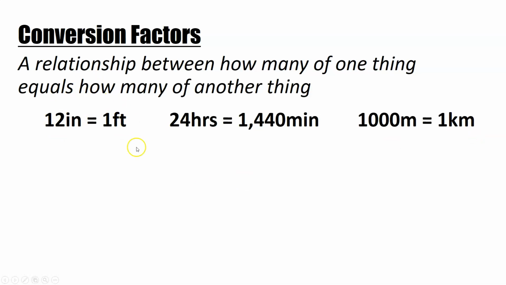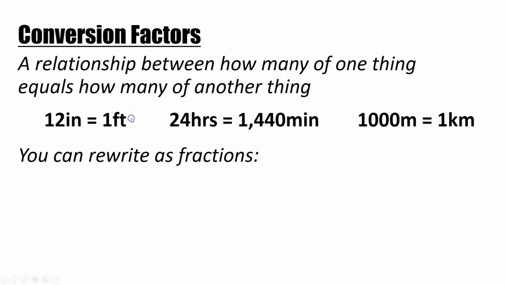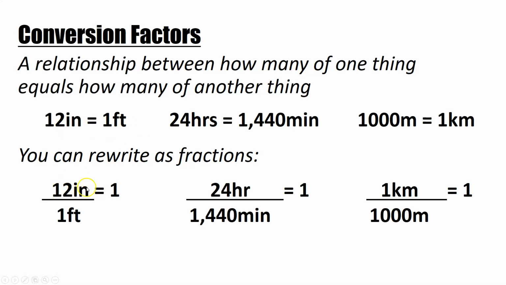So these are equality statements, right? This measurement is the same as this measurement. Even though the numbers look different, they're measuring the same quantity of something. We can rewrite these as fractions. If I divide both sides by 1 foot, I end up with 12 inches over 1 foot equals 1. If I divide both sides over here, I end up with a very similar type fraction.